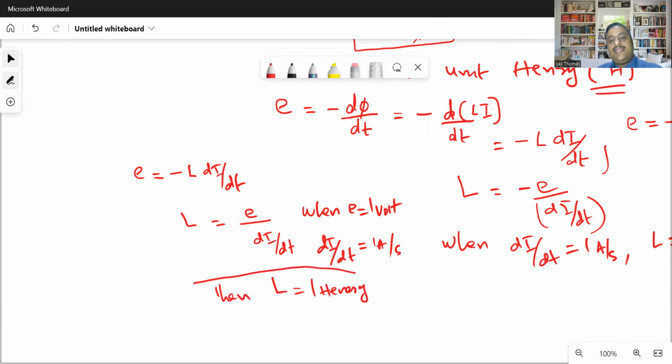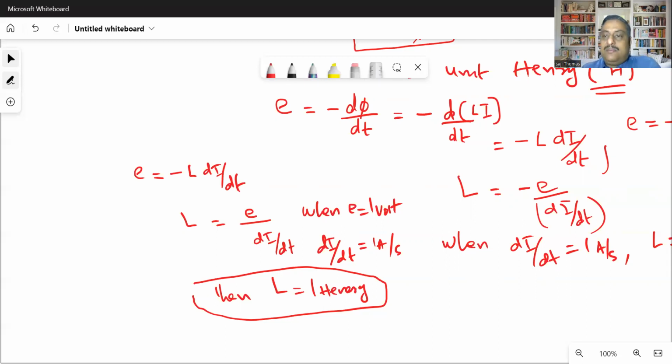So how will you define Henry? 1 Henry is the self-inductance of a coil if an EMF of 1 volt is induced across its ends when the current through it changes at the rate of 1 ampere per second. This is the definition of Henry.